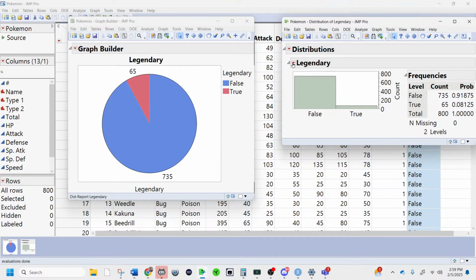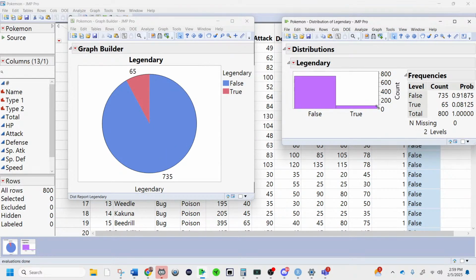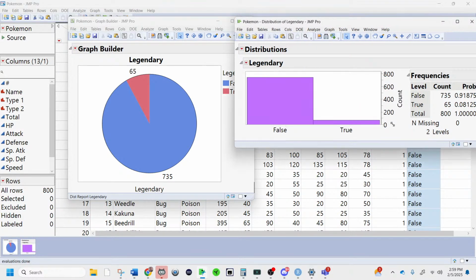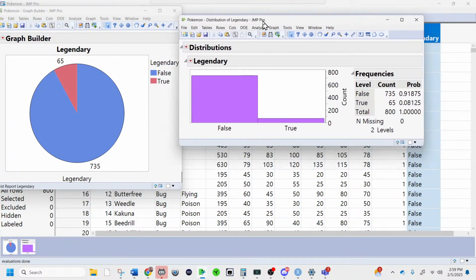There's other things you can do to it. You can also go right here and go to the second red arrow, Histogram Options, and make it a nice light purple right there. It's all preferences at this point. Making it a little bit bigger to make it more viewable, all these great things. So now what you'll notice, this is the same data displayed just a little bit differently.